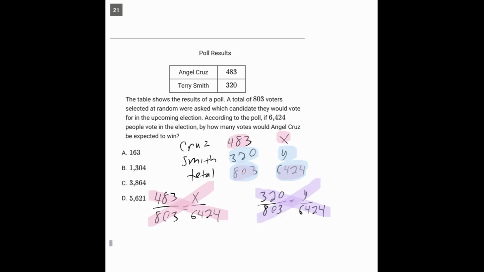So let's throw those two into the calculator for the pink one. 483 times 6424 is a really big number. Divided by 803, that gives you 3,864. And that's going to go right here on our chart. And for the purple one, 320 times 6,424, and then divide that by 803. And that's 2,560.